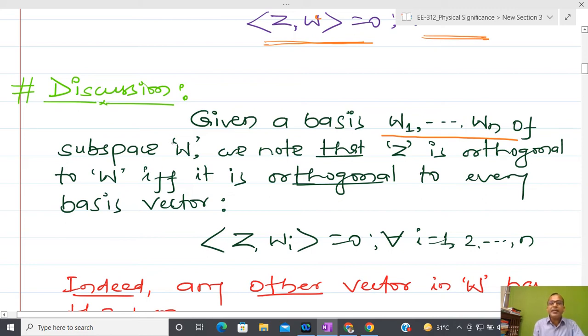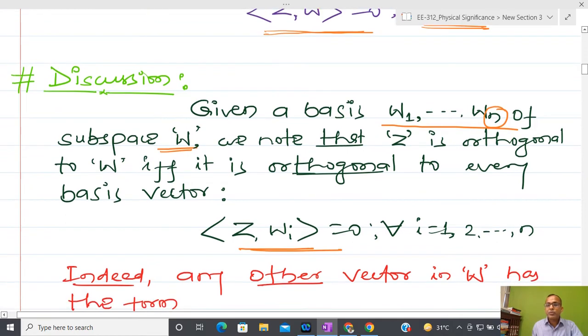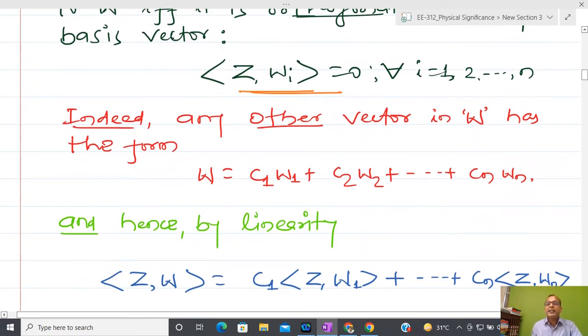It means that any element of this subspace I can represent using these vectors W1, W2 up to Wn. I am assuming that this is an n dimensional space, so the dimension of this subspace is n. Okay, now what I am saying is that Z is orthogonal to W if it is orthogonal to every basis vector. Okay, so you have to now just check the dot product. So this result is a little bit easier. Now I do not have to worry about each and every vector. Okay, so in this way I can check that some vector is perpendicular or orthogonal.